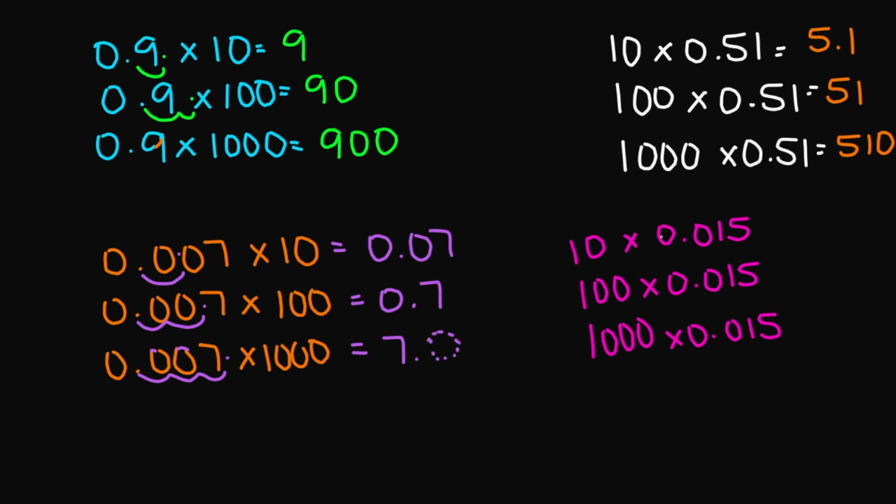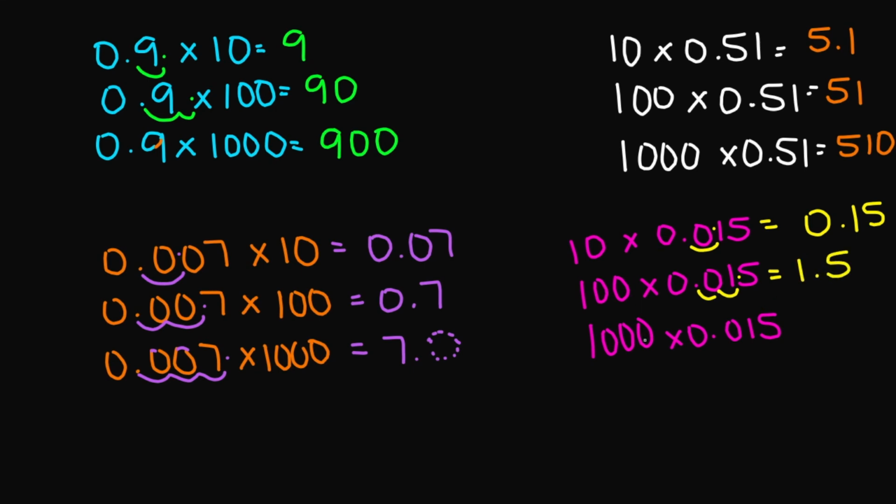10 times 0.015. I'm going to move my decimal 1 place to the right. And that's going to be right here between my 0 and 1. So this is going to be 0.15. Next, I'm going to move my decimal 2 places to the right. 100 times 0.015. That's 1, 2. It puts me right here between the 1 and a 5. So this is going to be 1.5.